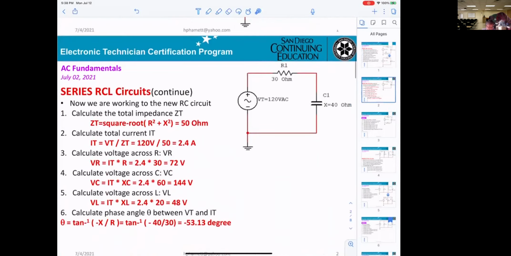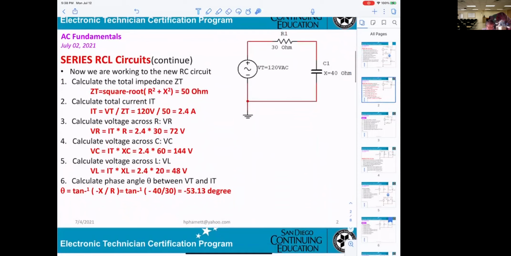Now, we'll see what they do in the calculation. They want to calculate the total impedance, and we already know the RLC circuitry here. The total will be the square root of R squared plus X squared. Okay? And after you get the total impedance, you're able to calculate the total current.